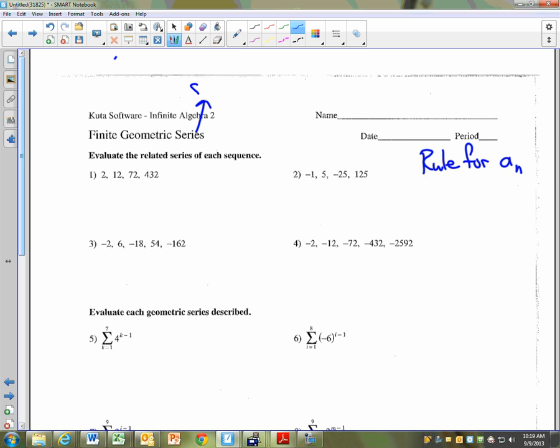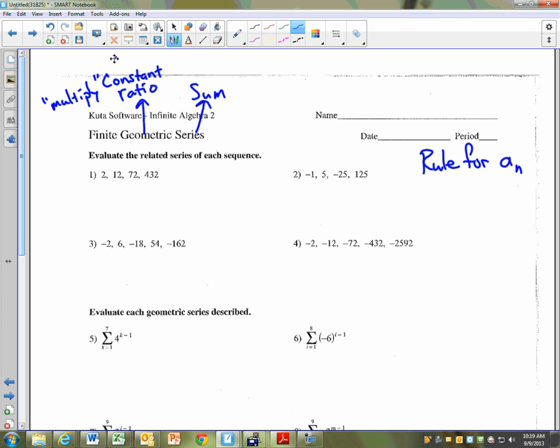Series means sum. Geometric means constant ratio, meaning you multiply. So arithmetic was we add a constant difference each time, whereas geometric is we multiply by a constant ratio every time. Okay? It's a little bit new, but it's super exciting. So strap yourselves in and get ready.